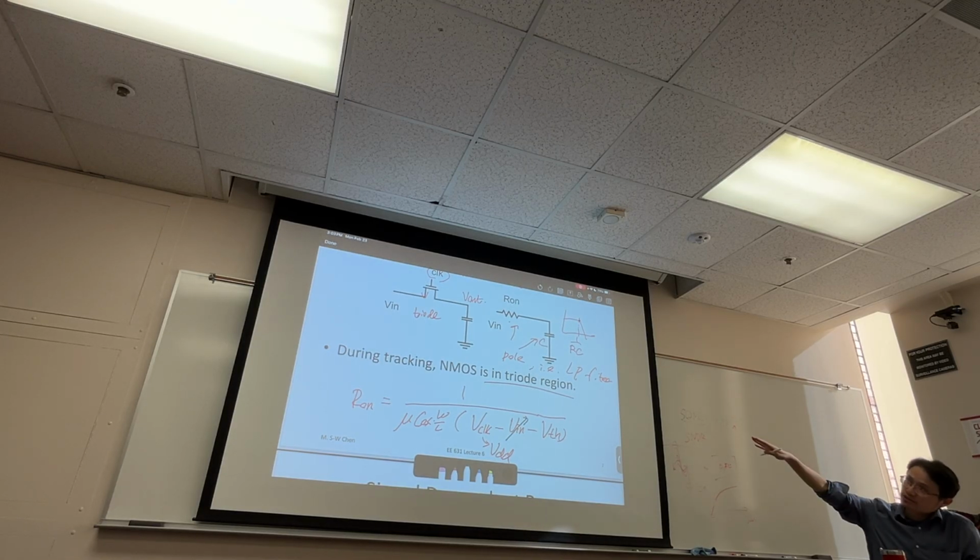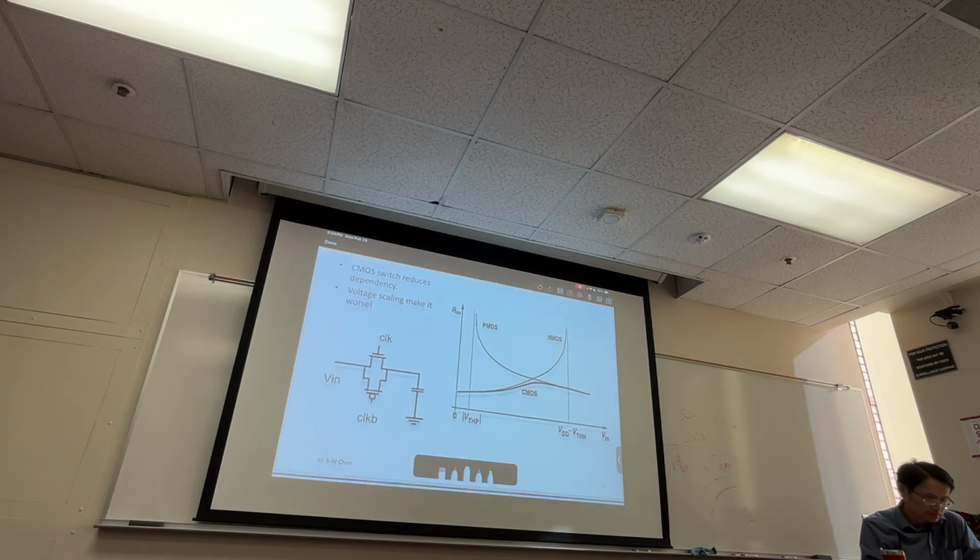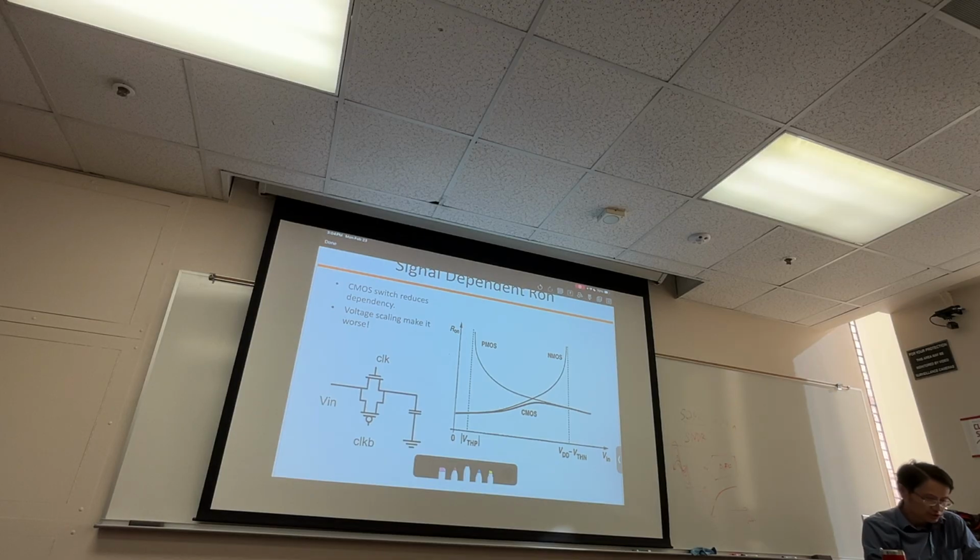But just with this circuit, we already sense that when V in is high, your R on will be high, right? Does that make sense? How should we solve this problem? Transmission gate, right? You learned this in VLSI class. What is a transmission gate? You have an NMOS in parallel with a PMOS. Why would that be good?